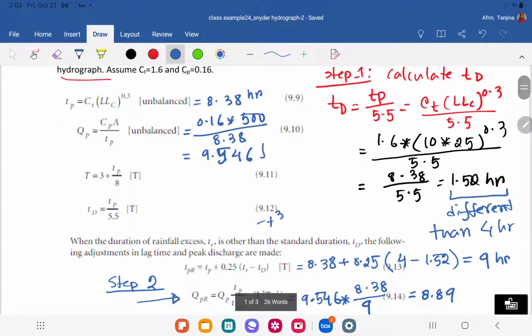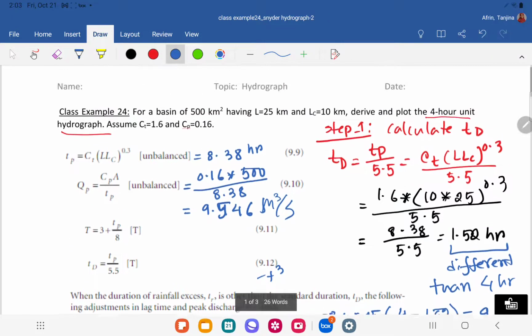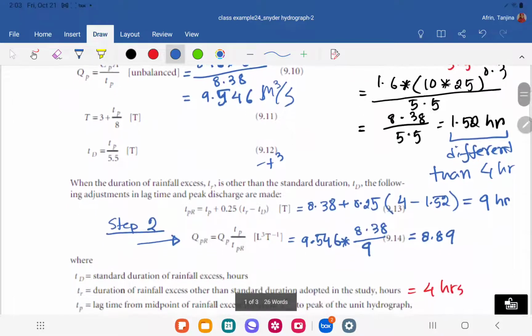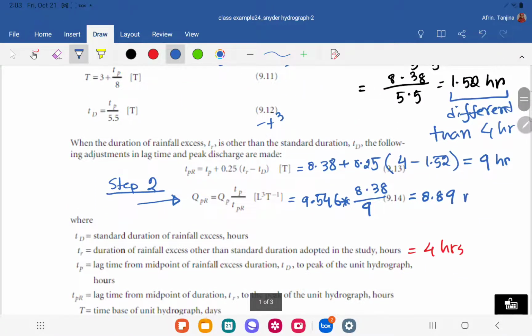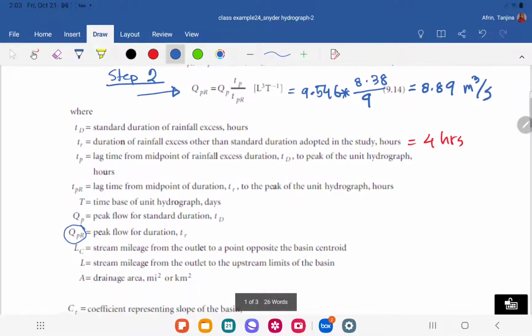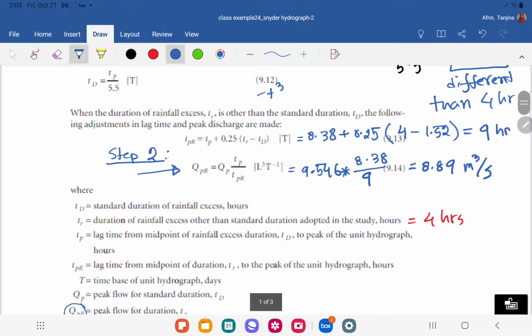Okay, I think for my previous one, this will be meter cube per second, as the area is in kilometer square. So this one will be meter cube per second. Okay, so our step 2, finding QPR, that part is done.